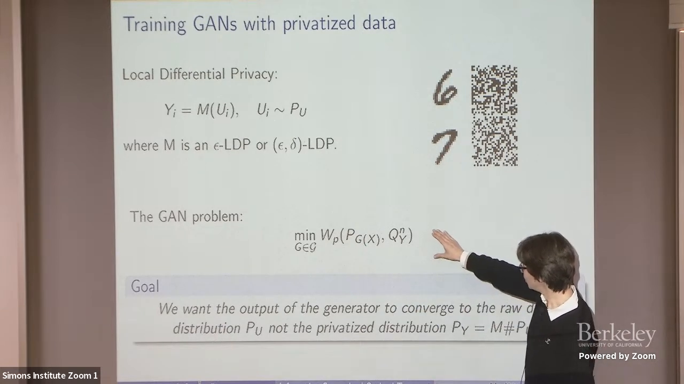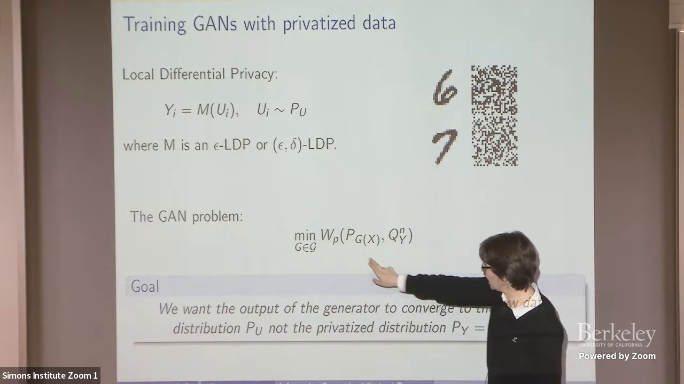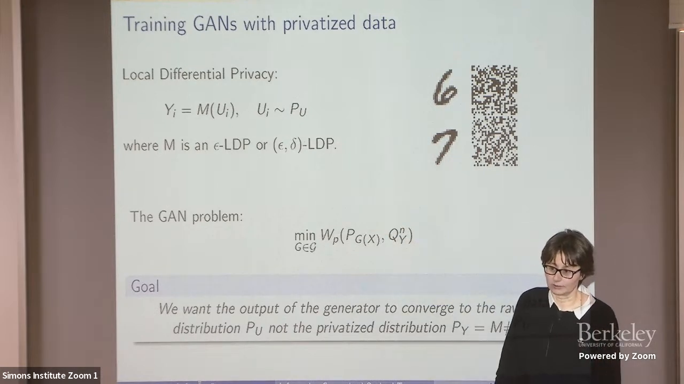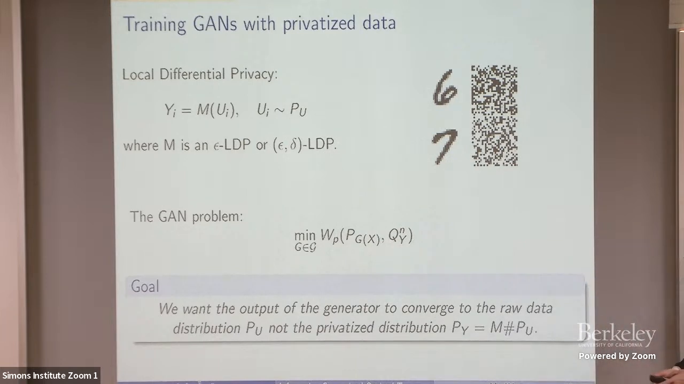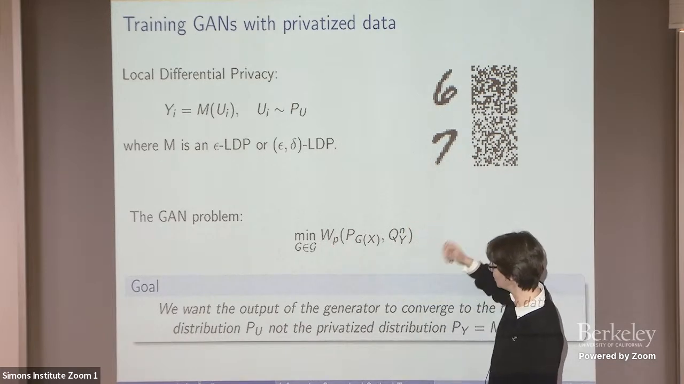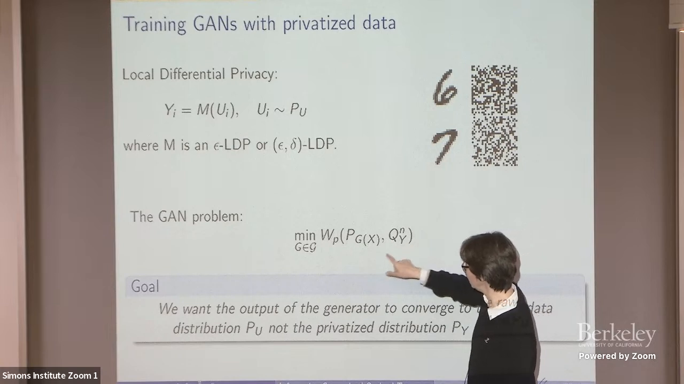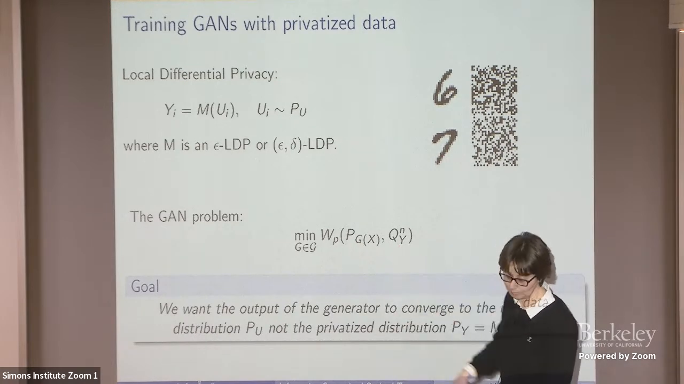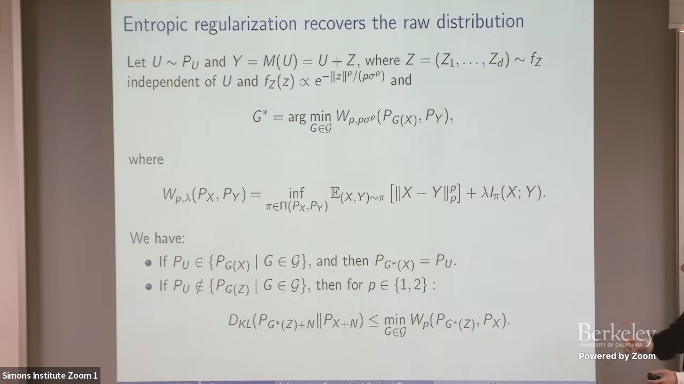So then the question is, how can I modify this framework so that I encourage my generator to generate the raw data distribution rather than the privatized data distribution? As you can guess at this point in the talk, the solution turns out to be regularization with mutual information. If you change your loss function here, the Wasserstein distance, to the information regularized Wasserstein distance, and you adjust the regularization parameter correctly, then this generator will actually generate the raw data distribution, even if you plug in the privatized samples here. This is essentially the main theorem here.